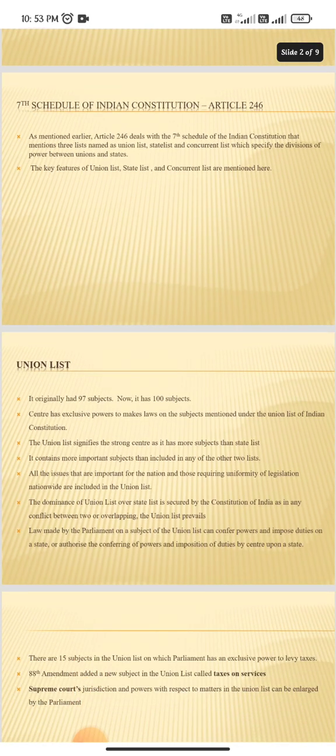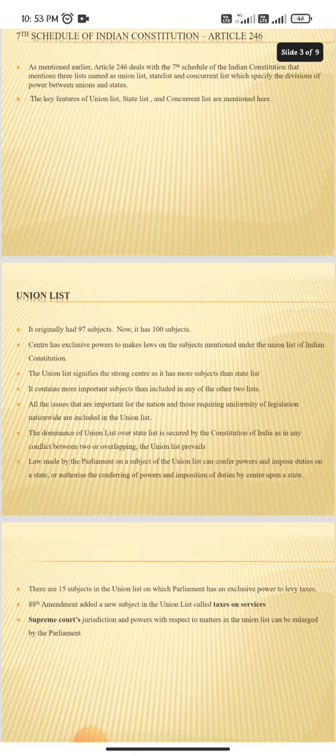Union list. The Union list had 99 subjects and now it has 100 subjects. The Centre has exclusive power to make laws on the subjects mentioned under the Union list of the Indian Constitution. The Union list signifies a strong Centre as it has more subjects than the State list. It contains more important subjects than the other two lists.